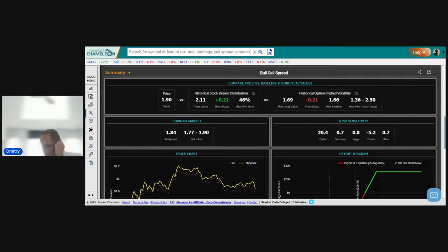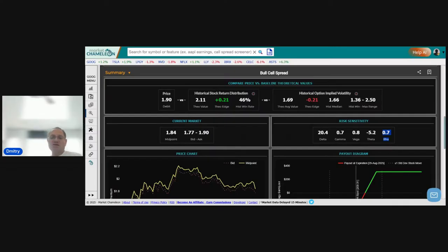Another thing to look at is the risk sensitivities of your spread. So now we have the strategy. It costs us $1.90. It's a bull call spread. And this spread has different sensitivities. We call them Greeks, to changes in the market, right?